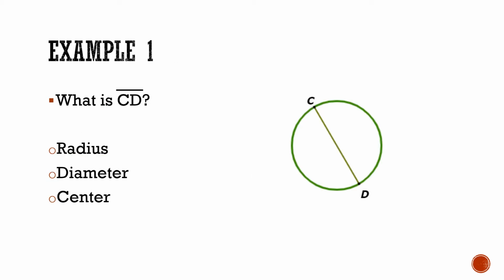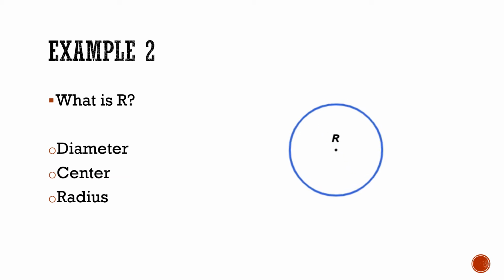So let's look at an example. It says, what is line CD? We can see that it's passing from one edge of the circle to the other edge of the circle. So it's either diameter or it's a chord. In order to know the difference, the diameter passes through the center of the circle, but a chord does not. And as you can see, this one is going to pass through the center of the circle. So line CD would be the diameter. Okay, what is R? I think these top problems are probably your easiest ones. It's obviously the center of the circle.